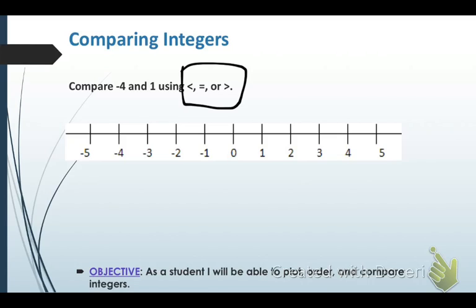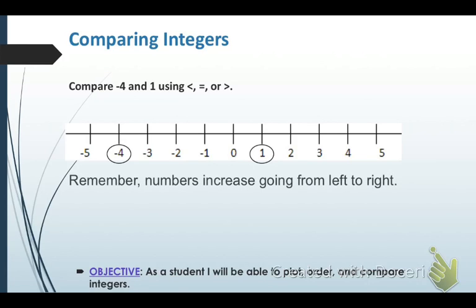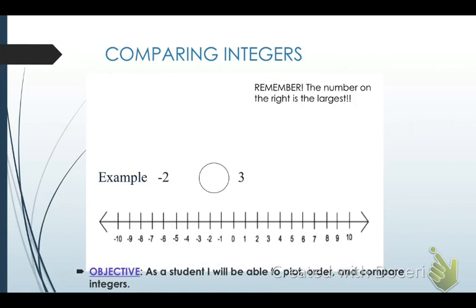In order to compare them, we're going to set up a situation where, first of all, we need to find them on a number line, like we just did, -4 and 1. Remember, numbers increase going from left to right, meaning the number on the right is always the biggest. That's why it's eating the number 1. So, here we go. We've got 3 examples for you to see how to do it as well.